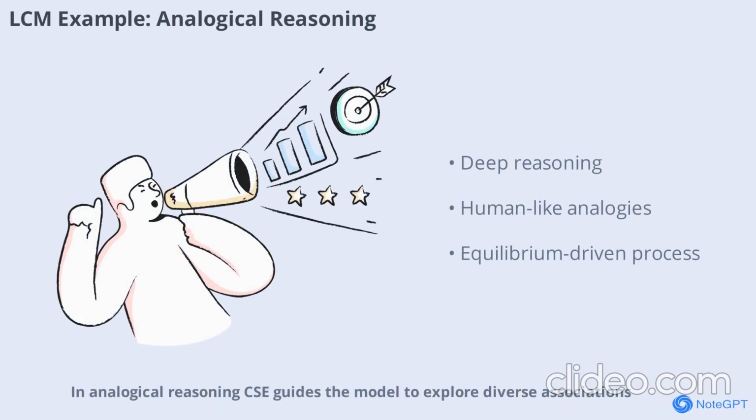In analogical reasoning, CSE guides the model to explore diverse associations, while CEC ensures alignment with structural relations. For the analogy democracy, government, oxygen, cells, the model balances expansive exploration with integrative validation, arriving at the correct answer. This equilibrium-driven process supports deep, human-like reasoning across complex conceptual domains.